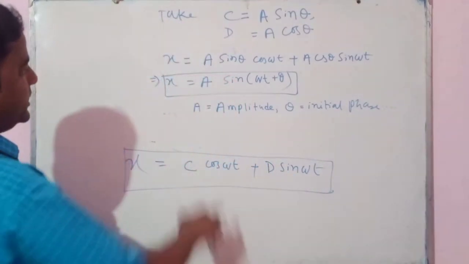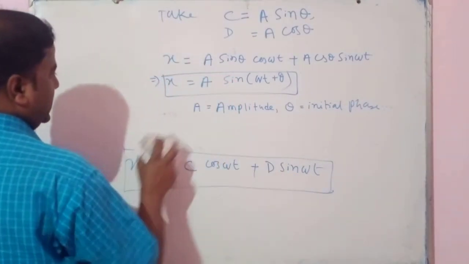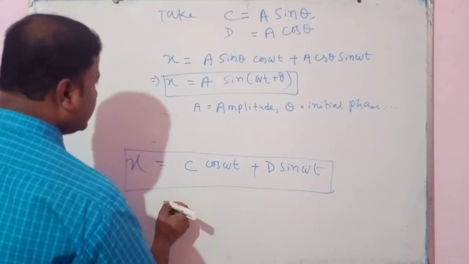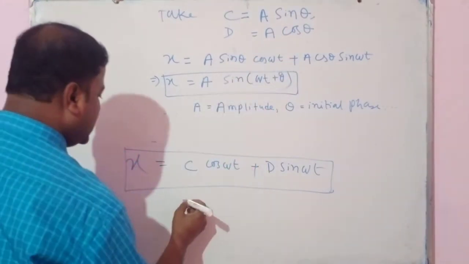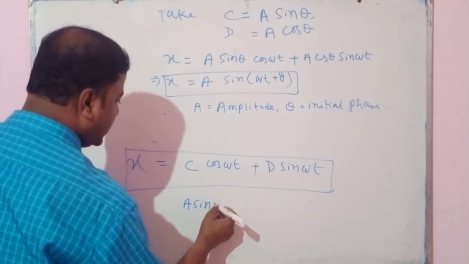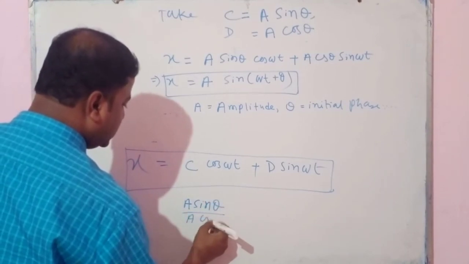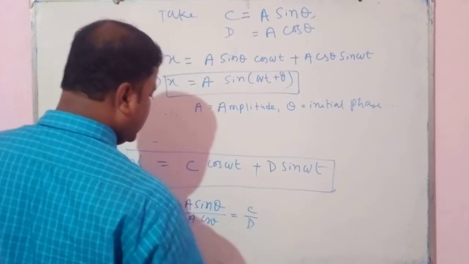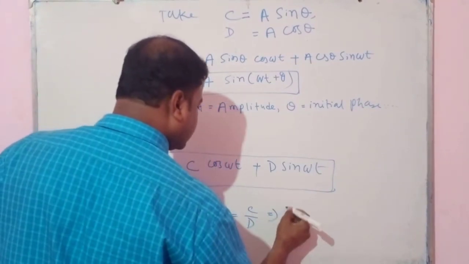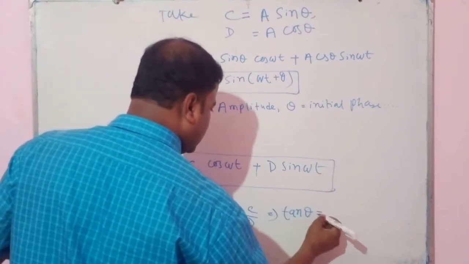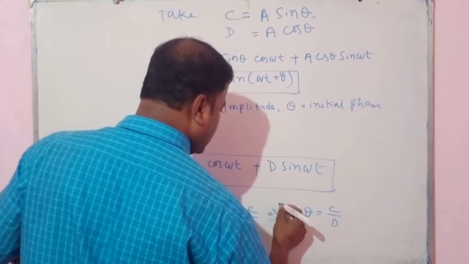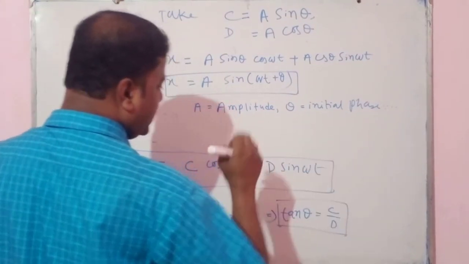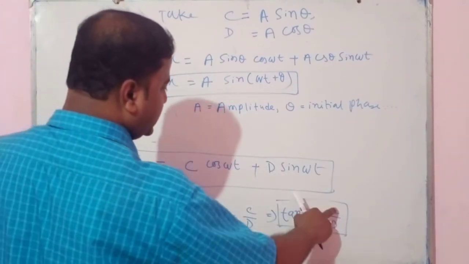We can find out the value of amplitude and theta. If A sin theta by A cos theta, then we get c by d, and this gives tan theta equal to c by d. From this expression we can find out the initial phase angle theta, here tan theta equal to c by d.